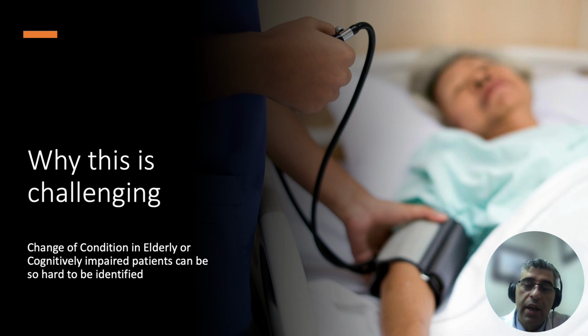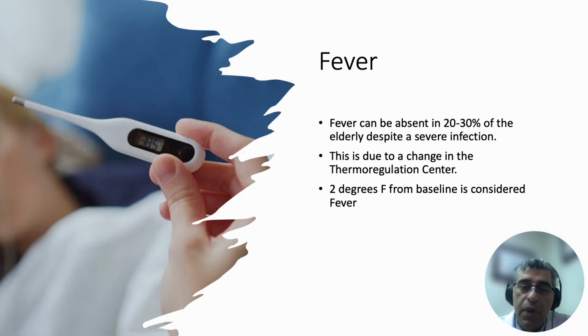As I said, one of the major conditions is that in elderly patients, especially people with dementia, it's so hard to identify. Even a change of vital sign that may not be significant for you can be significant in somebody who's vulnerable and also very old. I want to tell you an example, for example, fever. Fever is one of the very good things that we need to discuss.